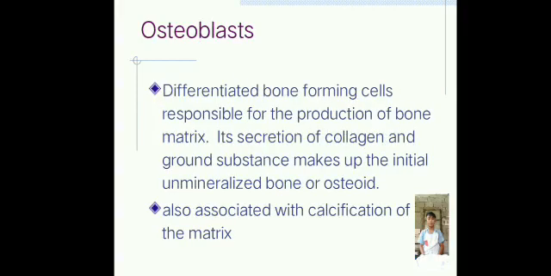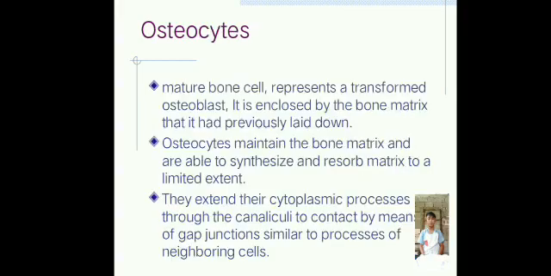Osteoblasts, differentiated bone-forming cells, are responsible for production of bone matrix. Their secretion of collagen and ground substance makes up the initial unmineralized bone, or osteoid, also associated with classification of the matrix. Osteocytes, mature bone cells, represent a transformed osteoblast. It is enclosed by the bone matrix that it had previously laid down.